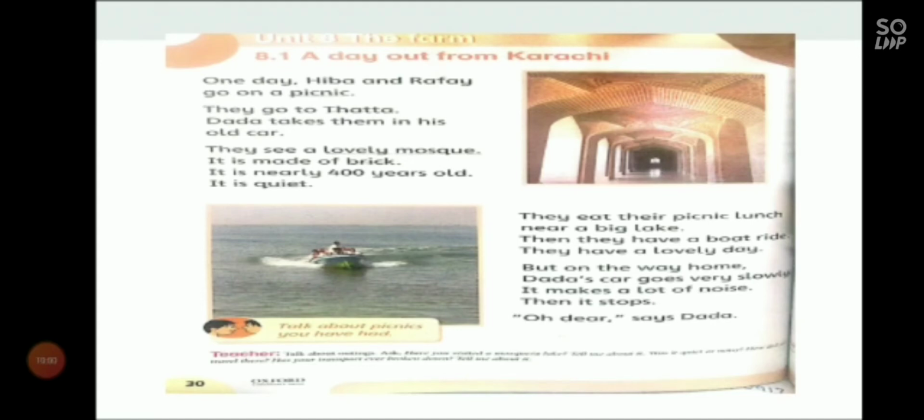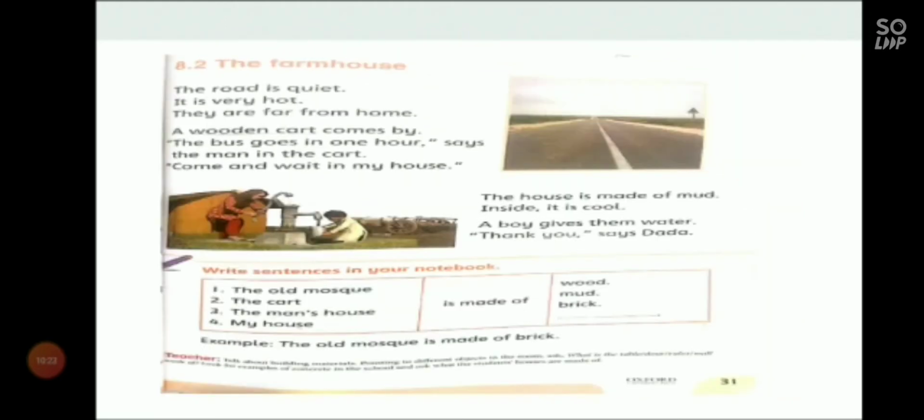First it made lots of noise and then it stopped. Oh dear, says Dada. Now Dada got worried. Why? Because they were very far away from their home and their car had stopped. Now they needed some help to get it to the mechanic or to go back home. Now let's move toward page number 31.